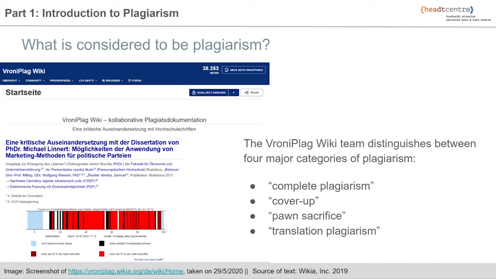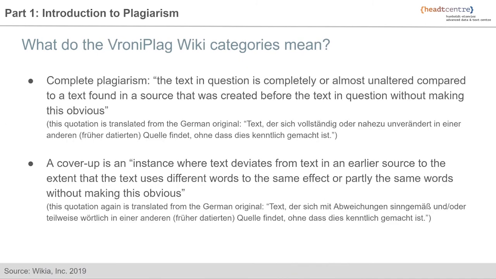VroniPlag Wiki assembles cases of plagiarism. Behind it stand people who analyze works, such as dissertations. Their system includes 4 main categories. The original names are in German because the website is in German. I'm translating them here as complete plagiarism, cover-up, pawn sacrifice, as well as translation plagiarism. Let me explain those types quickly.